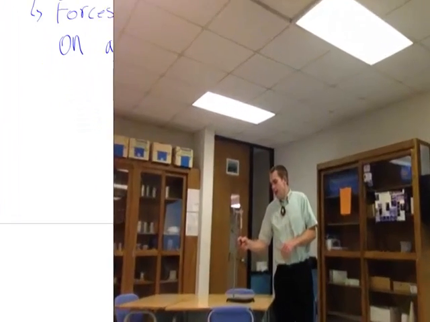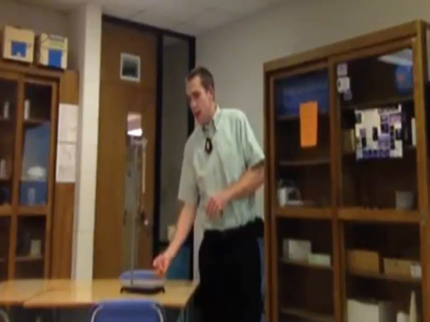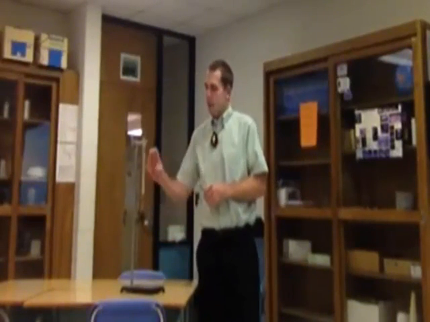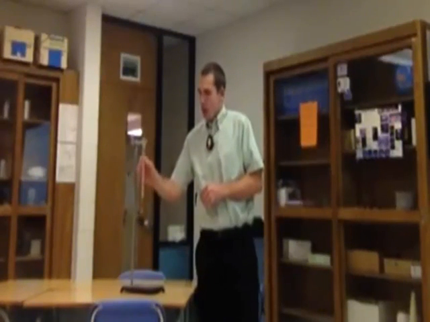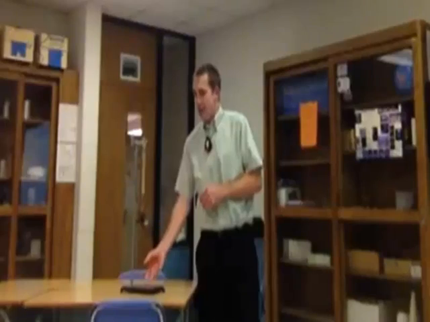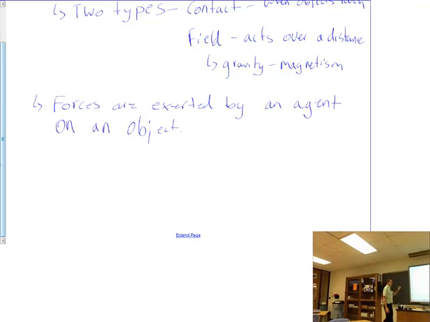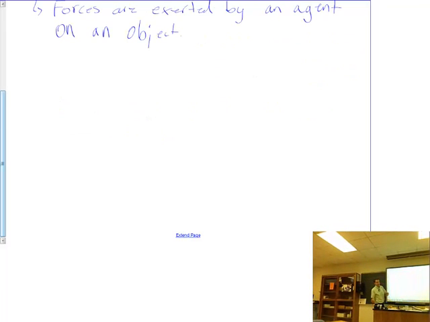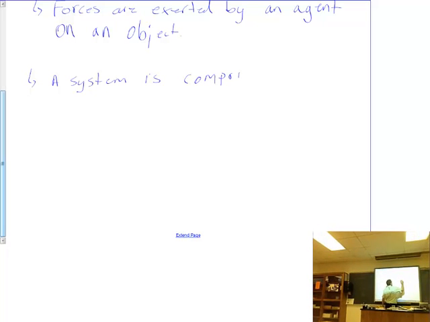Okay? Over here, I hang this mass on this spring, and gravity pulls down. But the spring also pulls back up. So the agent, here's one agent, the spring. Okay? Another agent's gravity, and they're both acting on this object, the mass. Okay? So agents exert forces on objects. Okay? Together, they make up a system. Okay? A system is comprised of the object and the agents acting on it.